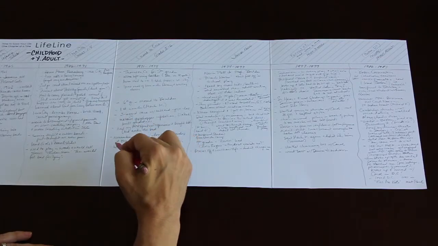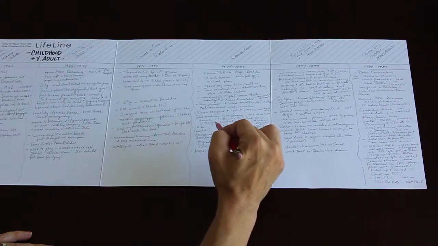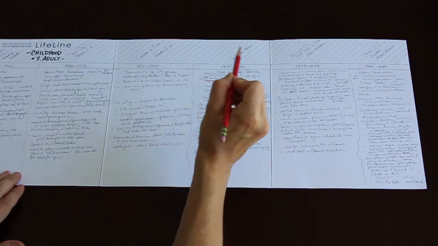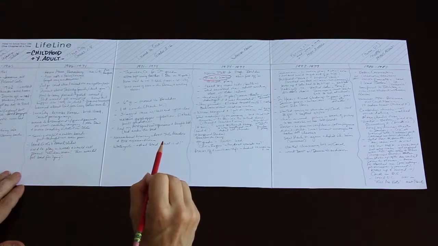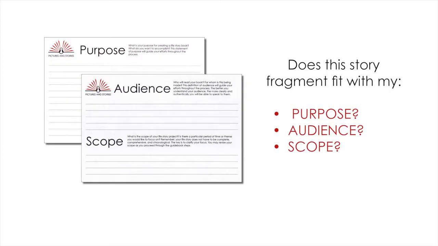So look at your lifeline. And what's the first thing that jumps out at you as something that just cannot be left out of this memoir? Circle it. Ask yourself these questions about the note that you have just circled. First, does this story fragment fit with my stated purpose, audience, and scope?